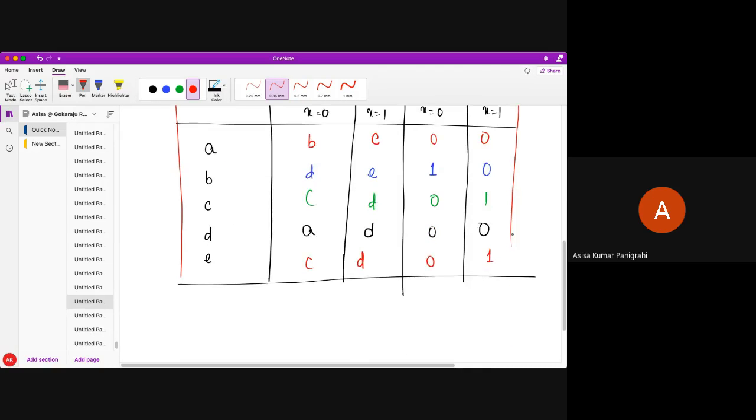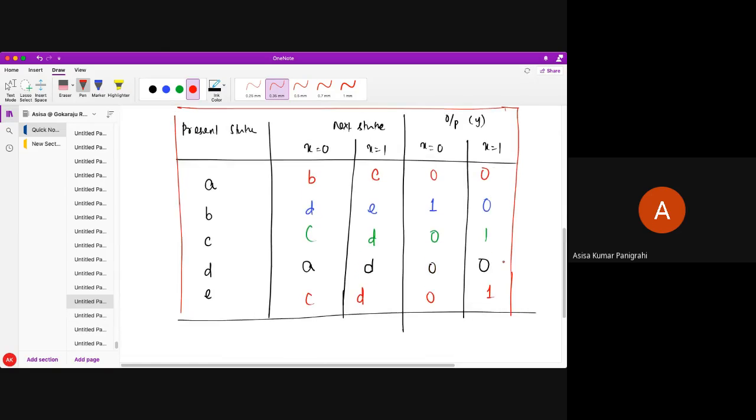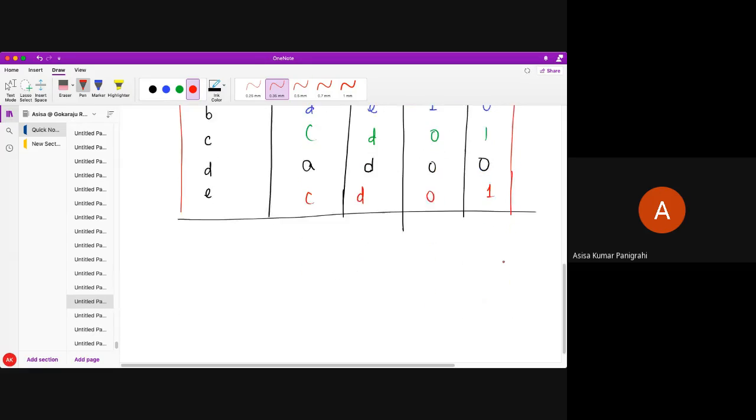Did you all understand the state table? Very simple. Any doubt? Please let me know. Himabindu, did you understand? Yes, sir, understood.